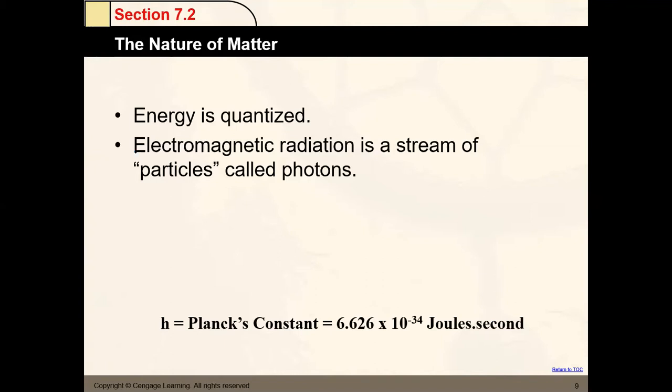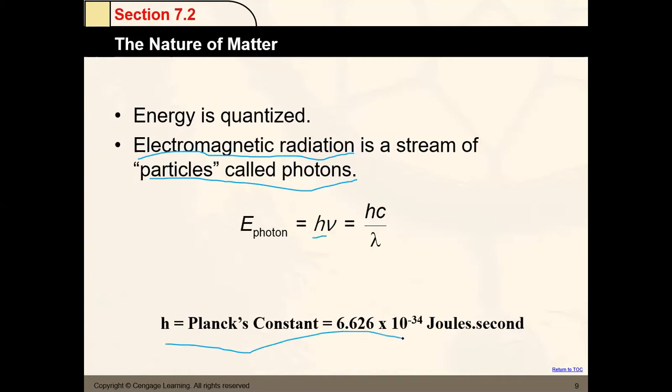Because now we're talking about light, electromagnetic radiation, particles called photons, which are the quanta, but in the case of electromagnetic radiation, it's called a photon. So the energy of a photon is equal to Planck's constant, h, times nu. That's the h constant, Planck's constant. This is the value, 6.626 times 10 to the minus 34 joule seconds.